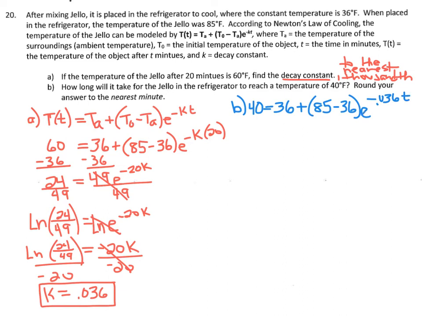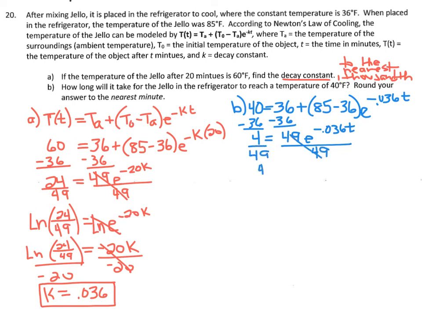All right, so we're going to solve this equation the same way we did in part A. Let's first subtract 36 from both sides. So that's going to leave us with 4 equals, and again, if you combine 85 minus 36, that gives you 49. So 4 equals 49, and then you can bring down the e to the negative 0.036t power. All right, we again want to get that e by itself, so we're going to divide both sides by 49.